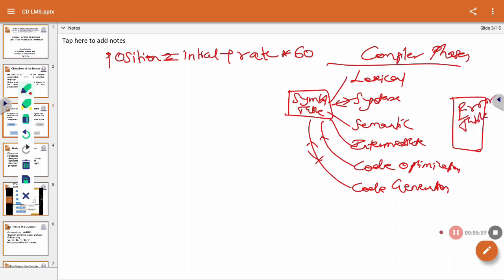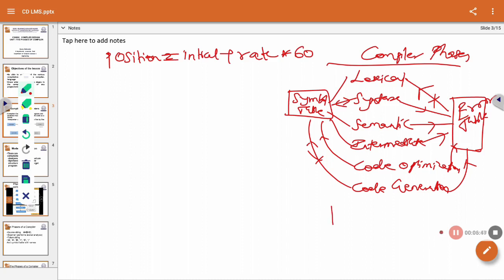So the compiler will have two tables, such as a symbol table and an error table, and various phases of the compiler. Now you come to an idea of why the compiler is divided into various phases. It's a big program, so in this case what happened? It's a compiler.